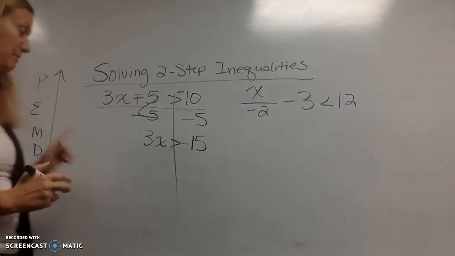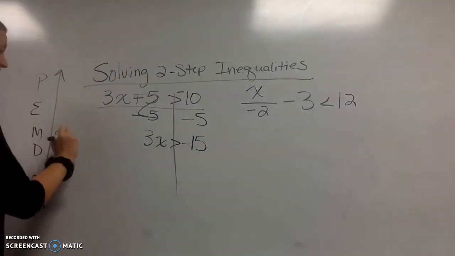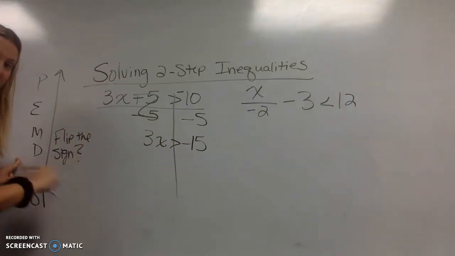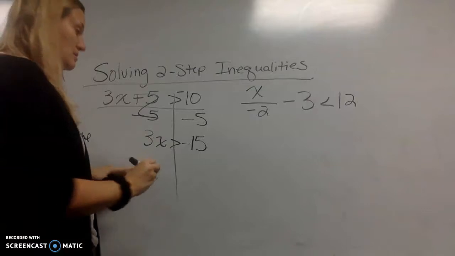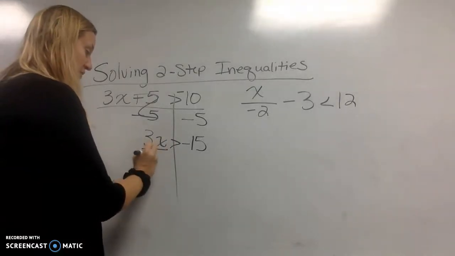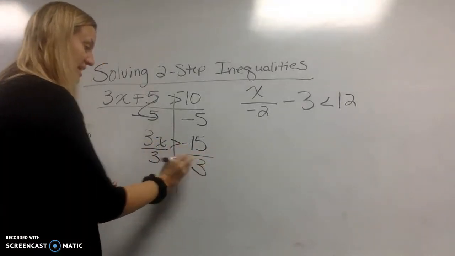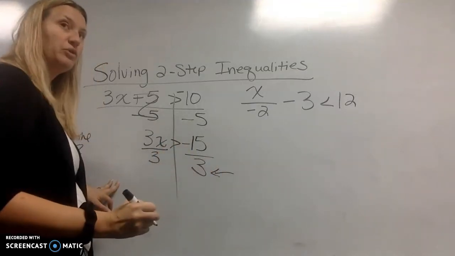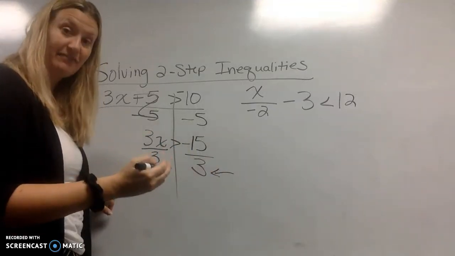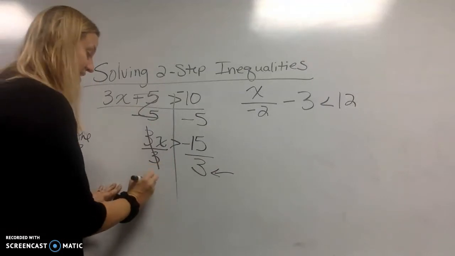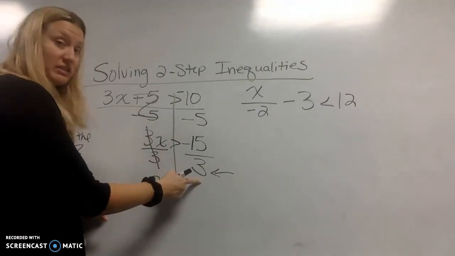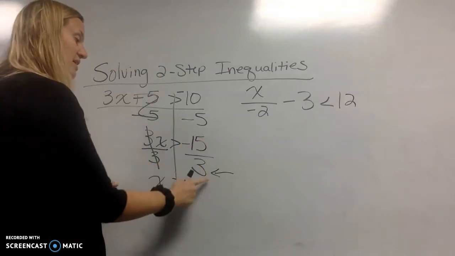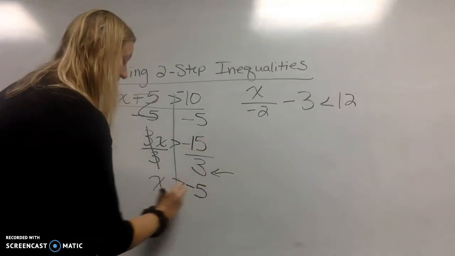Now I have to undo my multiplication. So this is the step when you're going to ask yourself, do I flip the sign? To get rid of multiplication, I'm going to use division, and I'm going to divide both sides by 3. Now, this is a negative, yes, but the number I'm dividing both sides by is not a negative. So that's going to cancel and leave me x. I am not going to flip the sign because this number is positive. So I'm going to keep it as greater than. Negative 15 divided by 3 is negative 5.